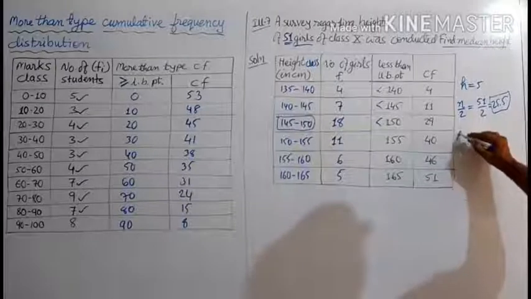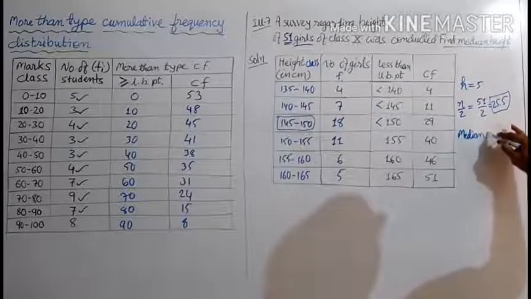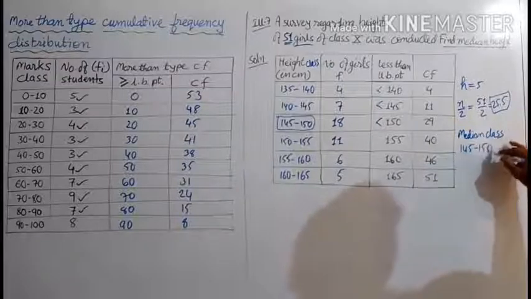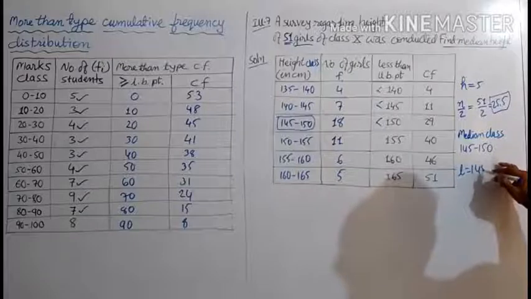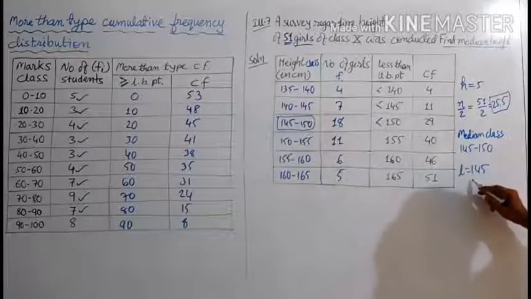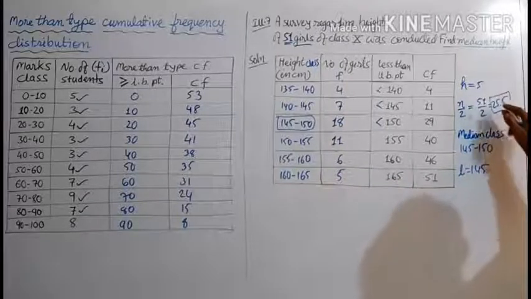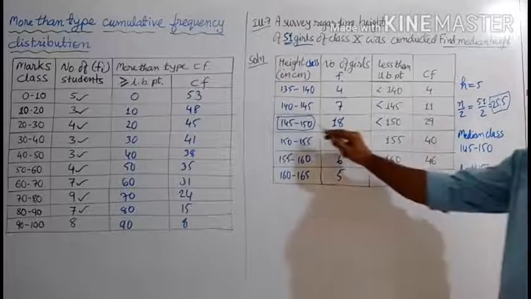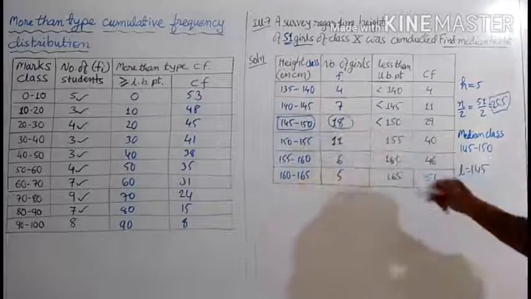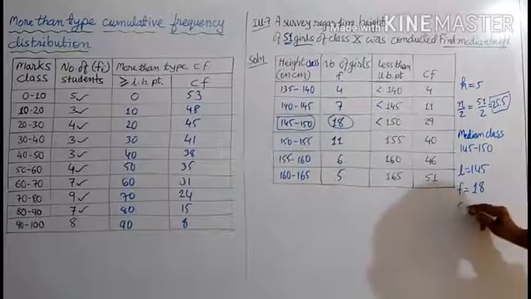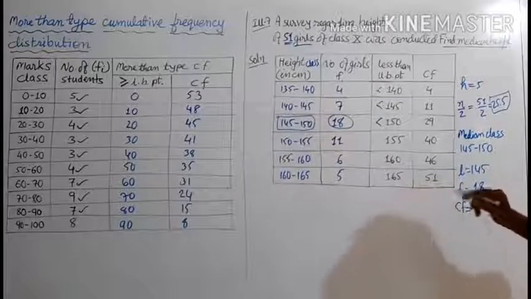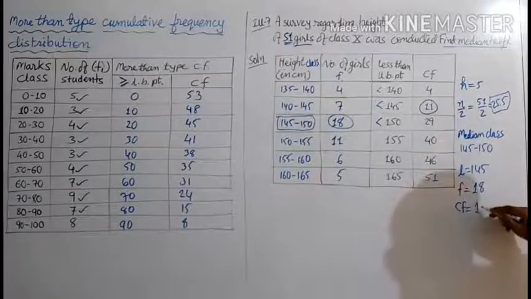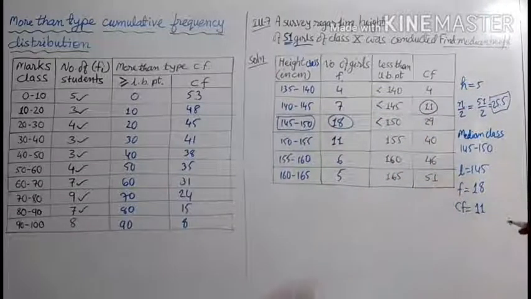So your median class will be 145 to 150. What is the median class? 145 to 150, and therefore the lower limit is 145. So the lower limit is 145 for the median class, with n by 2, 25.5, in this. Now we want the frequency of the median class. The frequency of the median class is 18. At the same time, the cumulative frequency of the class previous to the median class is 11. Now we can find out the median.